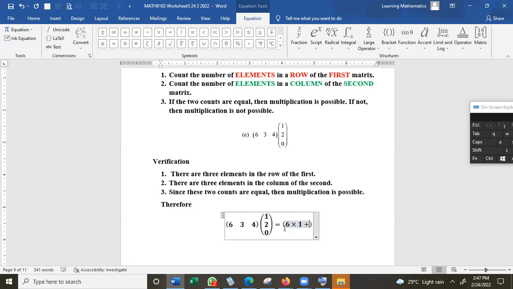So that's why there's always a plus when you multiply matrices. Not every time, but most of the time. Plus 3 times 2, second times second, plus third times third, the 4 times 0. And then you get your answer. Your answer has to be in a bracket too, because we're talking about a matrix.